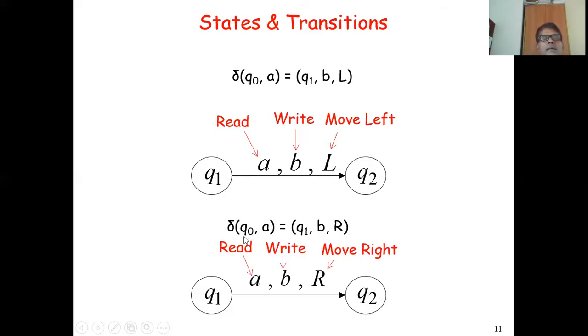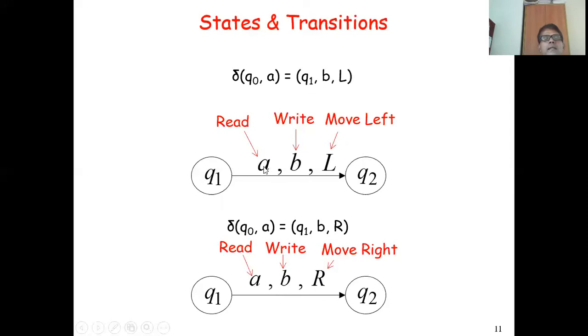Similarly, we have the transition function delta Q0 A is equal to Q1 B R. This is represented using the transition graph. Actually it is Q0 and this is Q1. This is a typing error. The edge is labeled by three symbols: A, B, R. A is the input symbol read, B is the new symbol written on the tape, and R is the right move.